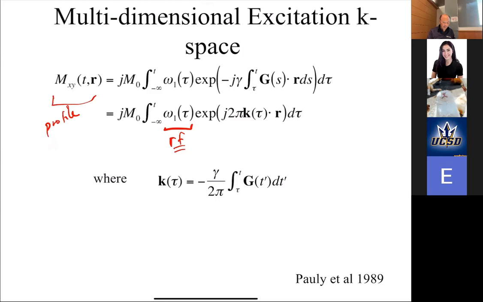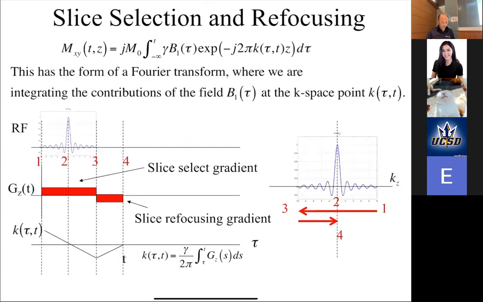And basically, the profile is essentially the Fourier transform of my RF pulse as I go through k-space, okay? So the gradients take me through k-space, and as I'm going through k-space, the RF pulse is putting energy down in different parts of k-space. And that's what creates the profile, right?